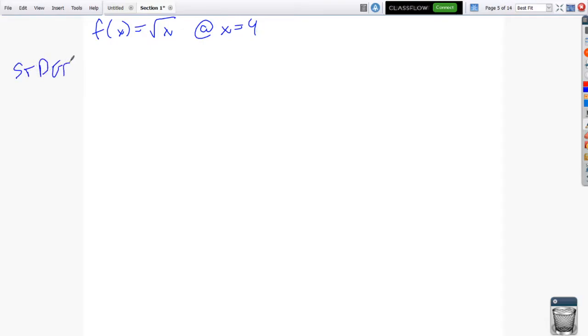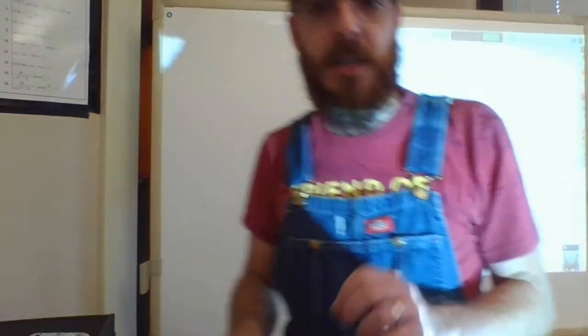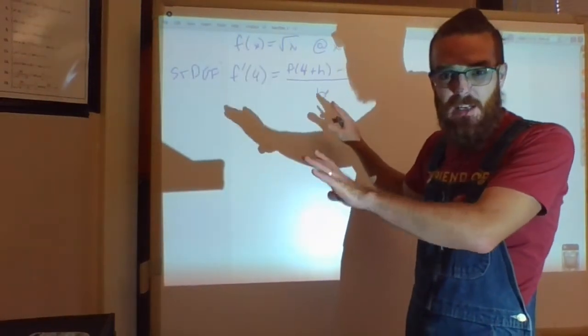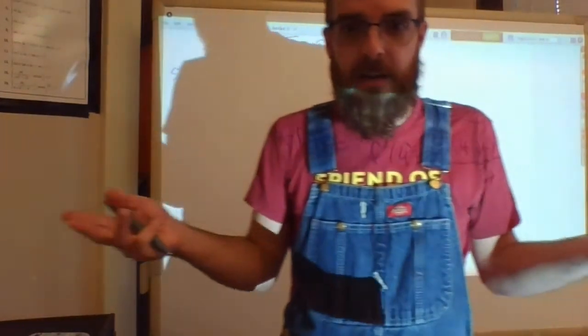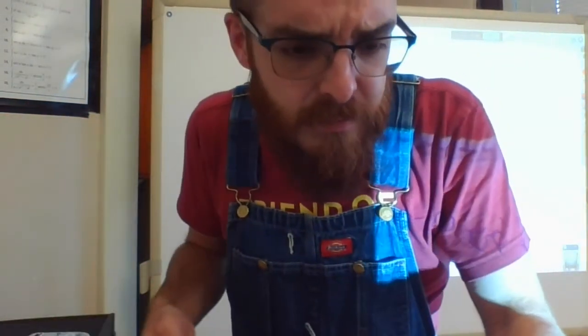Standard definition. Standard definition will be f prime of 4 is equal to f of 4 plus h minus f of 4 all over h. All right? Now, personal preference, I like the standard definition. I like the standard definition better. It's just what I learned on, and I'm partial to what I learned on.